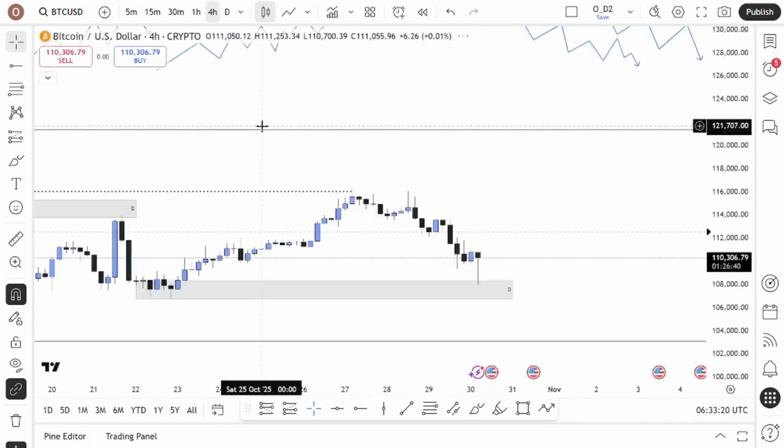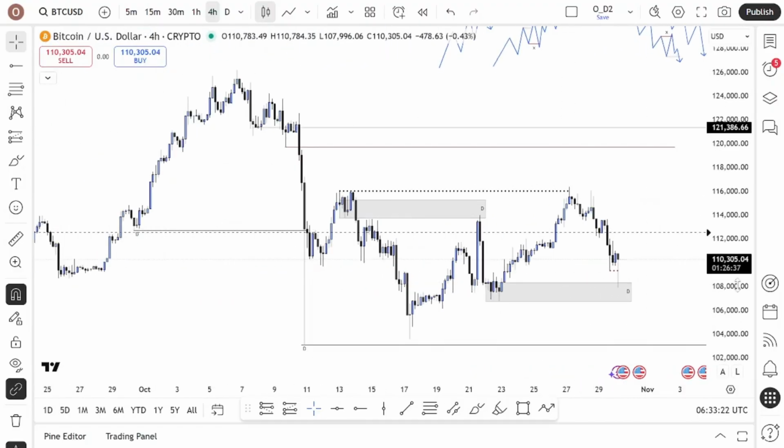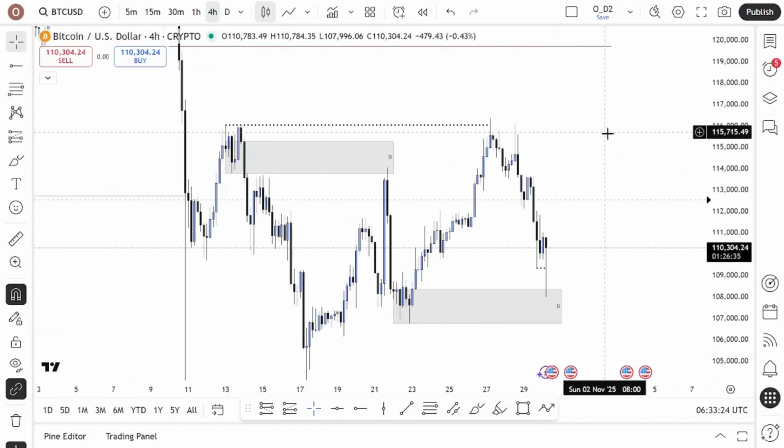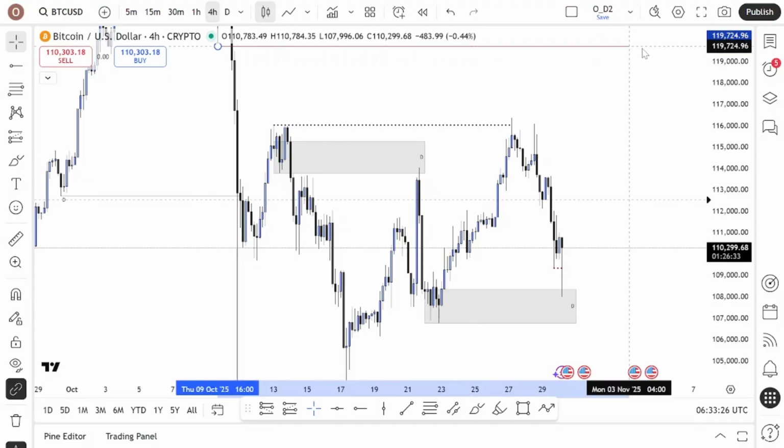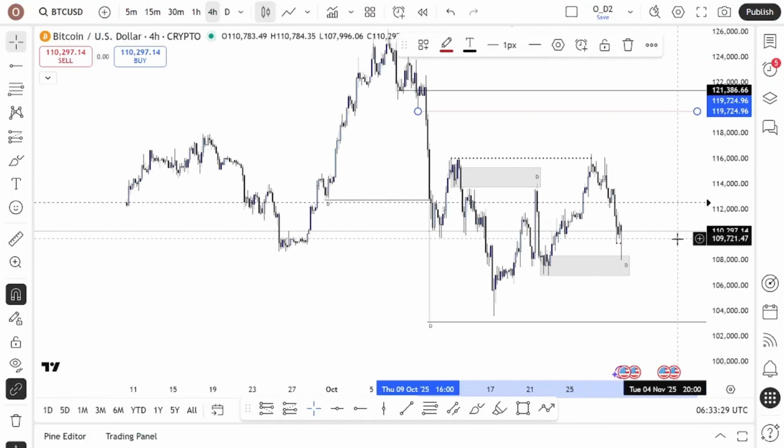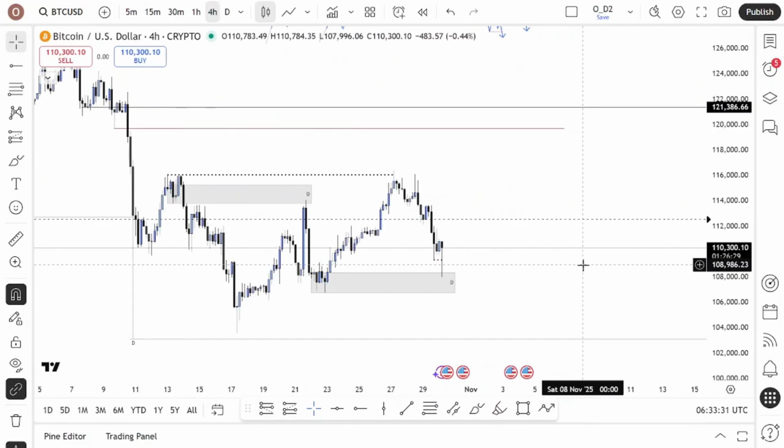Then when we now drop to the 4 hours, you see me having my charts like this. So there's no complication to this thing. It is as simple as possible.